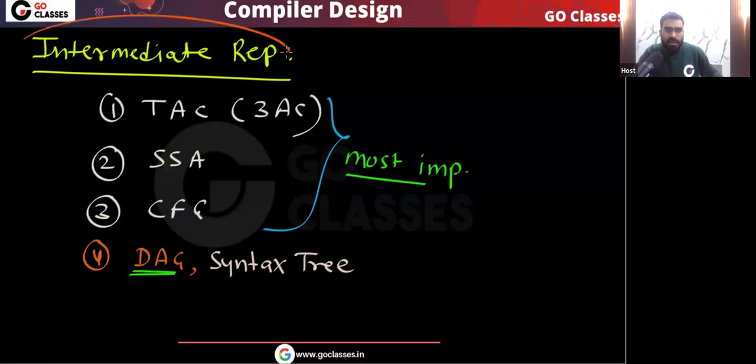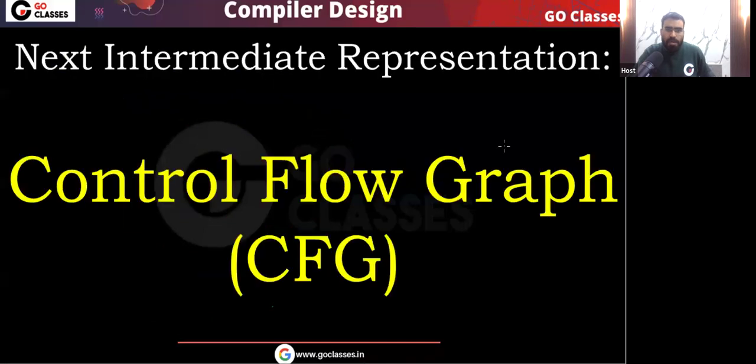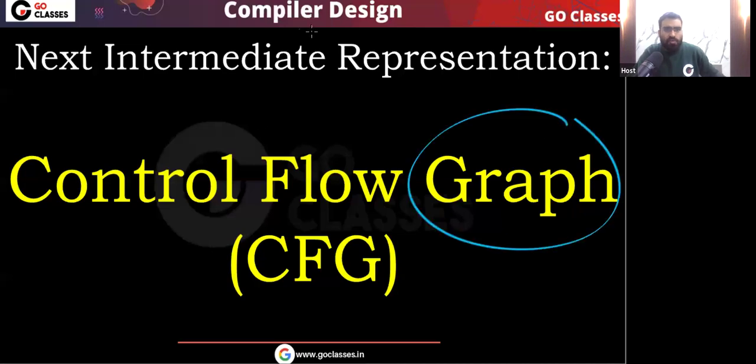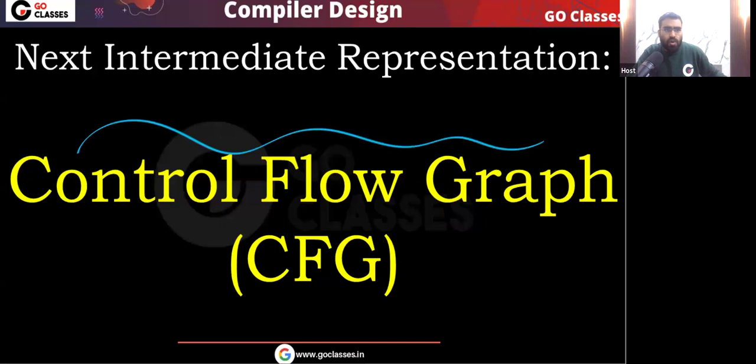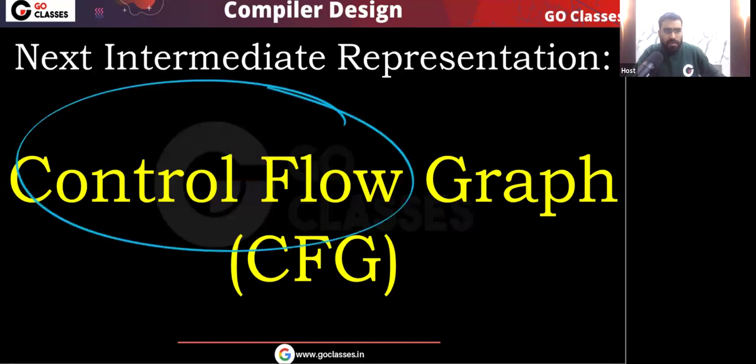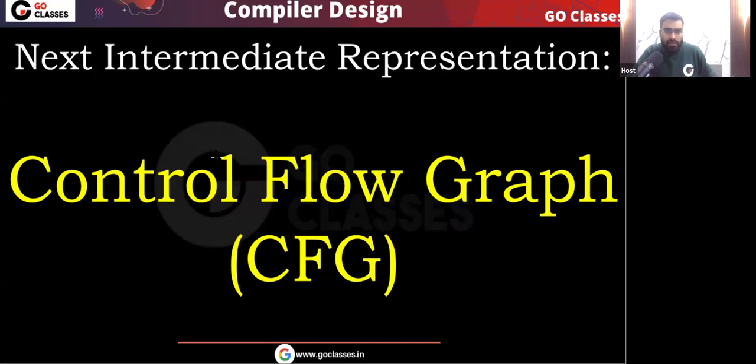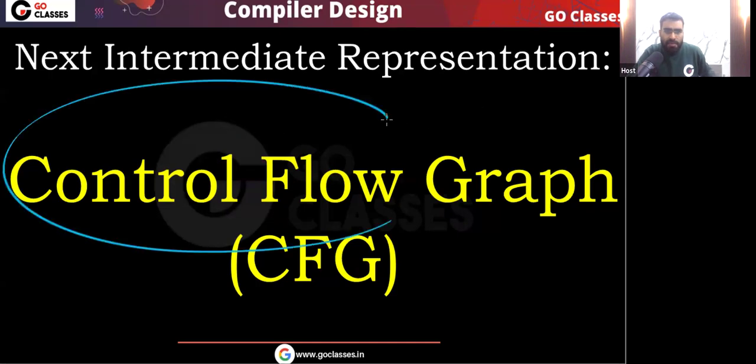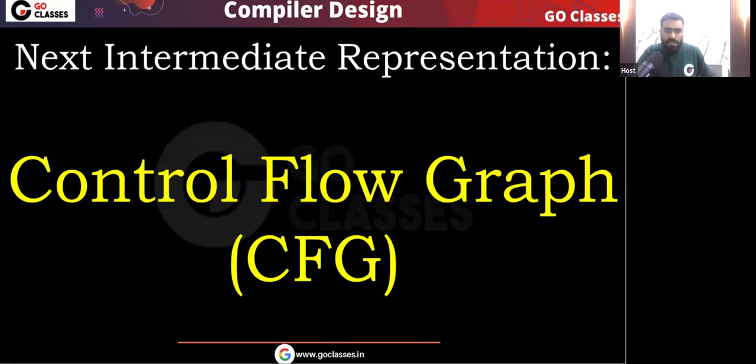So these are different intermediate representations. We have already seen three address code and static single assignment. Now in this lecture we will study control flow graph. The name itself is telling you that this is a graph representation of the program. Control flow graph: how the control is flowing, from where the control is going to where, from one instruction to another instruction. That is captured by this control flow graph.